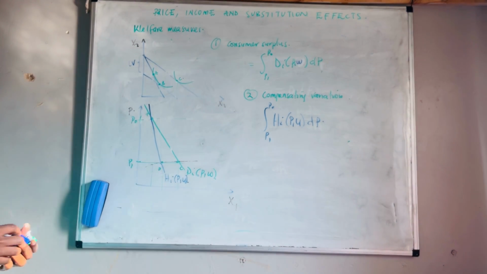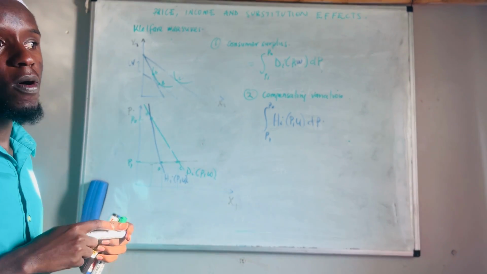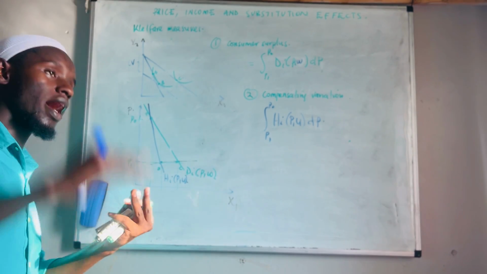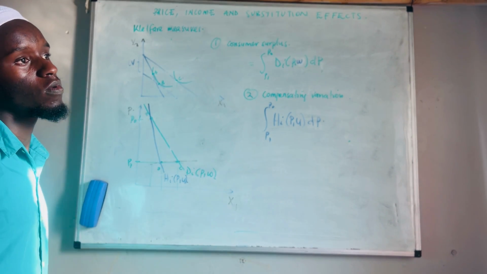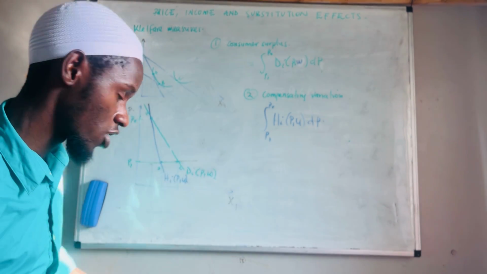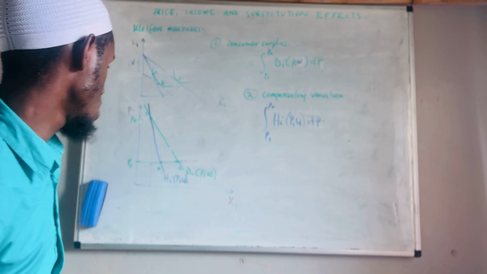The compensating variation means the amount of money income an employer reduces from your income so as to put you back on the original indifference curve you were on before the price reduction. Yes, before the price reduction.